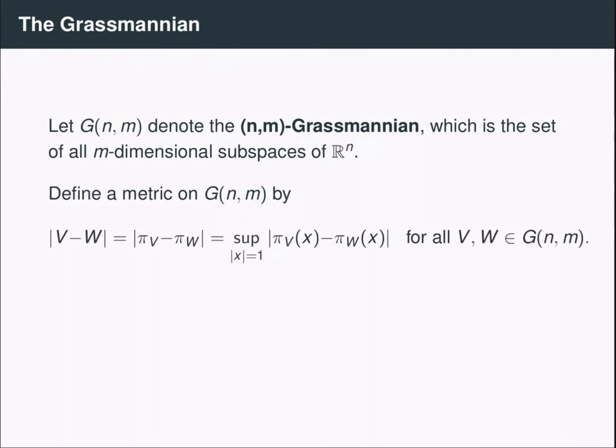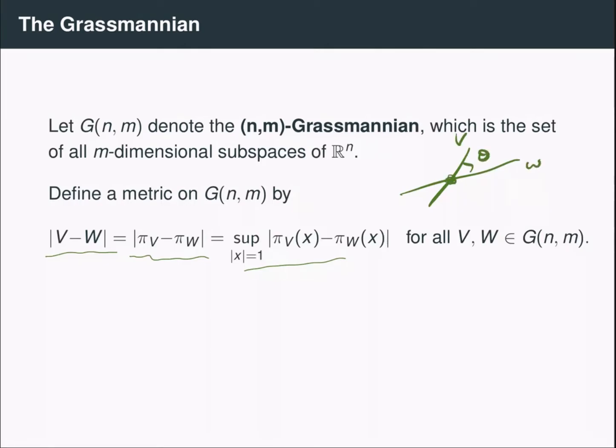We can define a metric on the Grassmannian by defining the distance between two m-dimensional planes, which I'll abuse notation and write as if they were vectors. We define this distance to be equal to the norm of the operator that is the difference of the two orthogonal projections onto v and w respectively. You can rewrite the definition of this norm as follows. Geometrically, what you should be thinking is that this distance ends up being equivalent to the angle between two planes v and w.